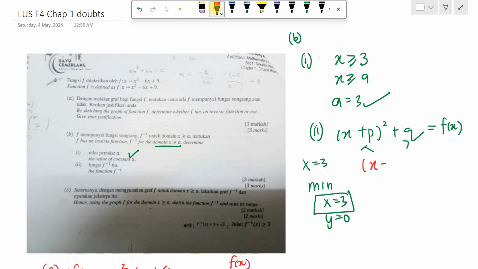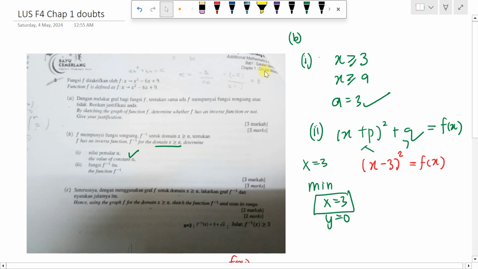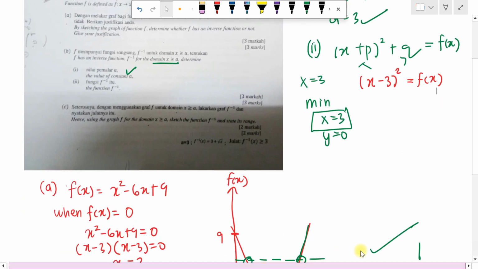Okay, so (x minus 3) square plus 0, no need to put 0 lah, is equal to f(x). Okay, this is your f(x). Now you have changed to this form already. Okay, now let's do the inverse lah.